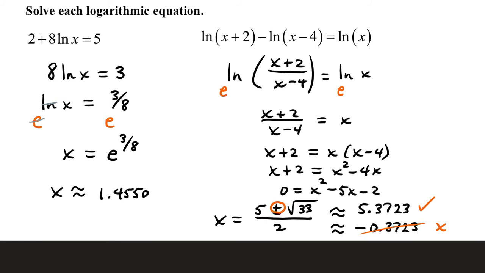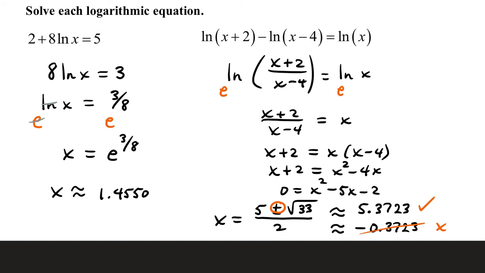Solve each logarithmic equation. In our first example, we have 2 plus 8 times the natural log of x equals 5. Let's isolate natural log of x. Subtract 2 on both sides. 8 natural log of x equals 3. Divide by 8. Natural log of x equals 3/8.